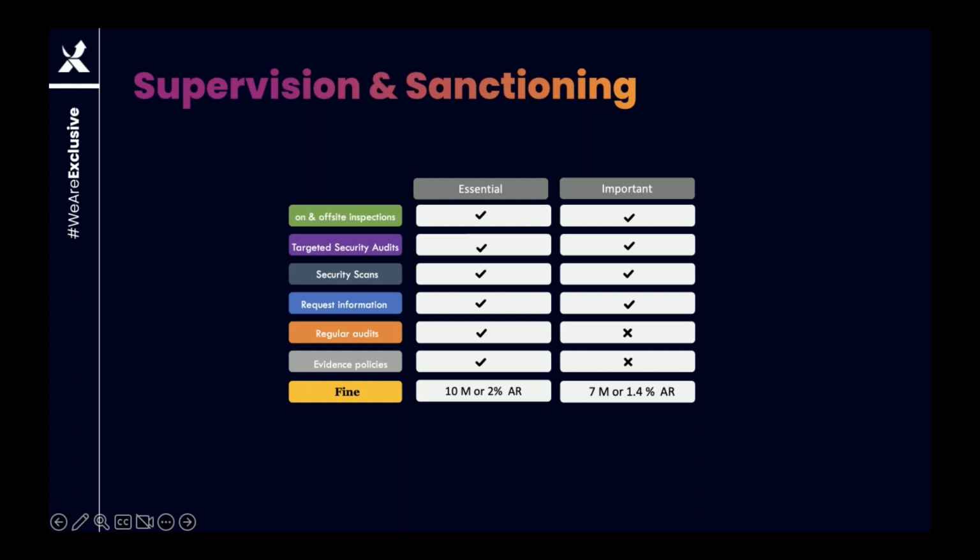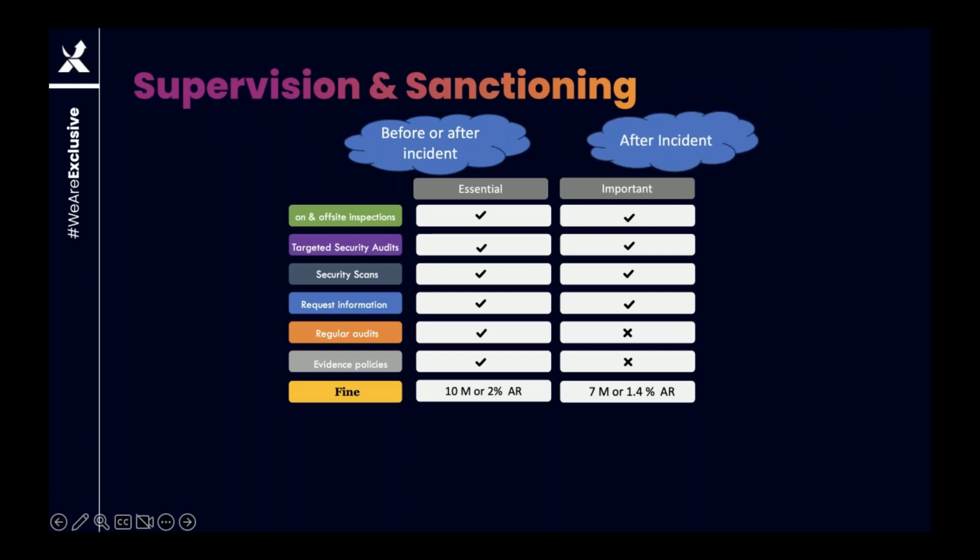You will need to be compliant with security audits, implementation of policies, and so on. The biggest difference is that essential companies must be able to provide the information at all times. So before an incident and after an incident, of course. While important companies should only be able to do that after an incident. But either way, whether you're audited or not, if after an incident they want that information, you should have that already. If only after the incident you're going to do security scans or audits, it's too late anyway. So both the essential and important companies should do all those different types of measures.